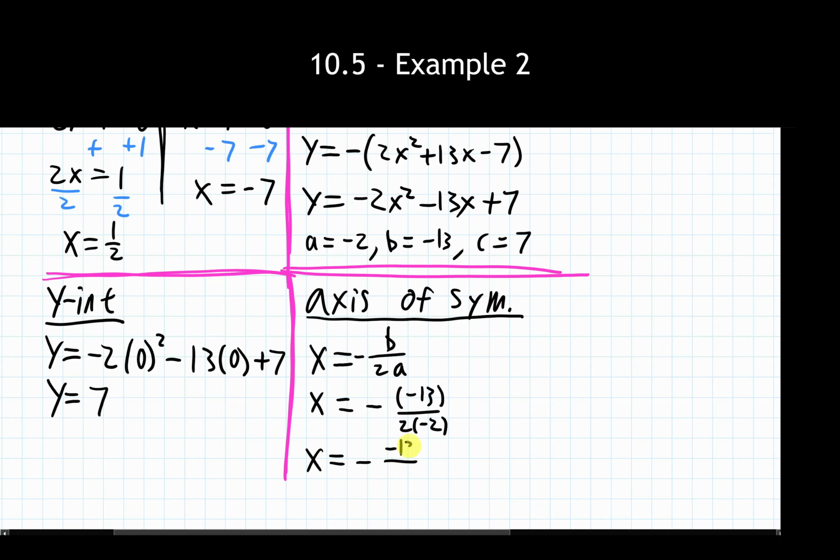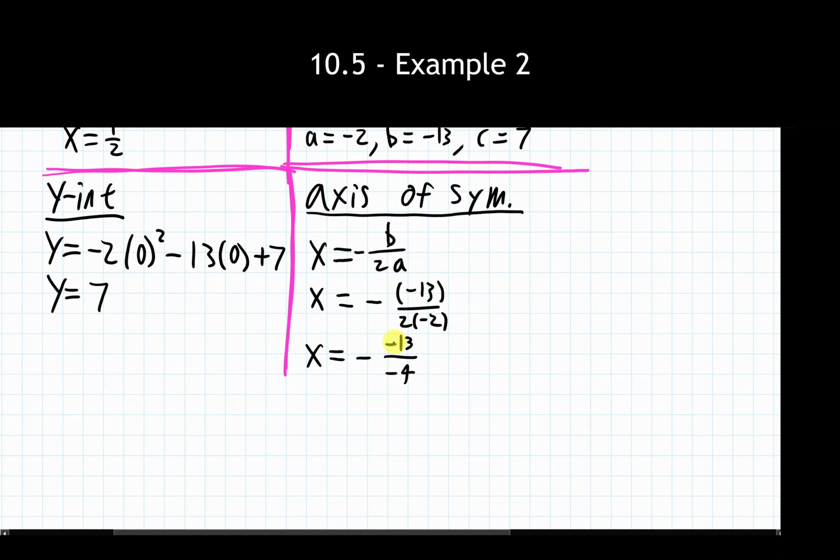Top is going to stay as -13. The denominator is going to become -4. Awesome. Now we can deal with these signs. I think it's a little nicer to deal with them once all the other operations are done and taken care of. So I have a negative and a negative make a positive.